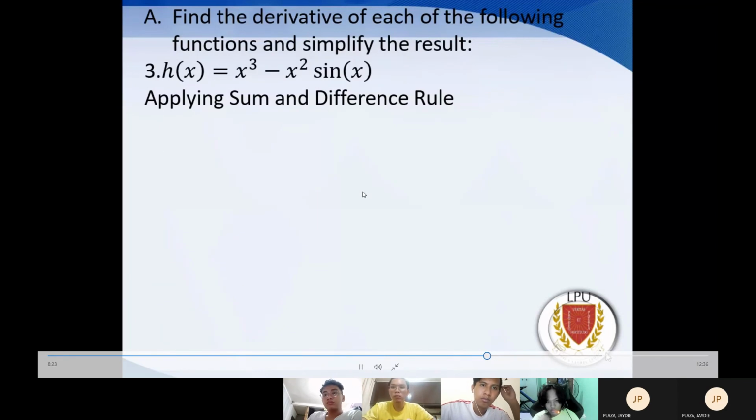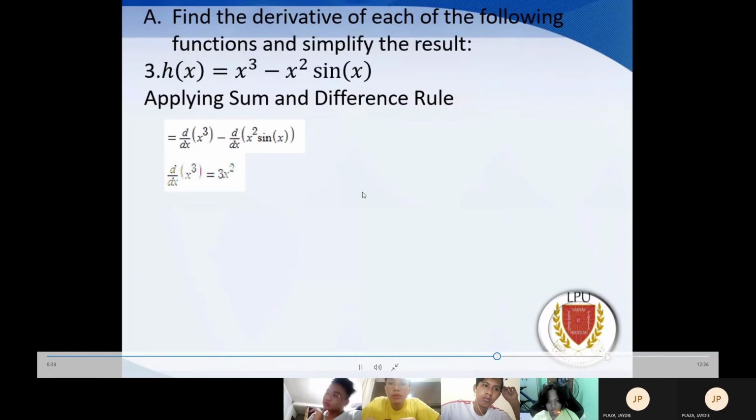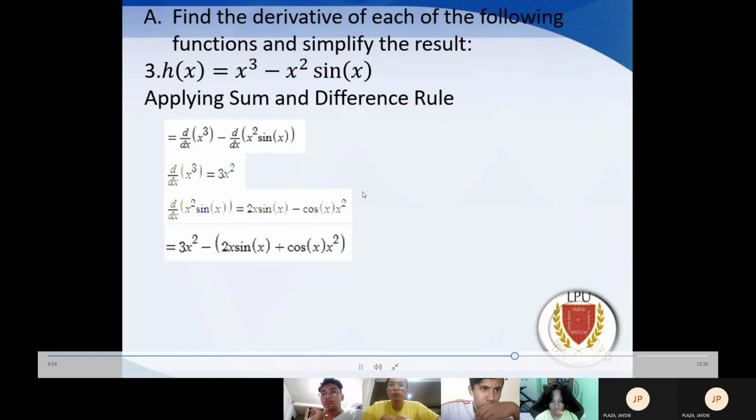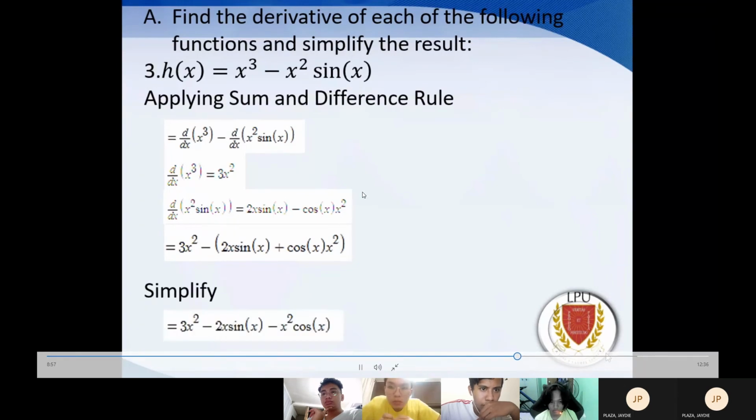Let us have example number 3. h of x is equal to x cubed minus x squared sine of x, applying the sum and difference rule. So we distribute the d over dx for each term, solving for the derivative of x cubed, that is 3x squared, and solving for the derivative of x squared sine of x, that is 2x sine of x plus x squared cosine x. Okay, so combining all, we have 3x squared minus the quantity 2x sine of x plus x squared cosine x. Simplifying, we have the answer as 3x squared minus 2x sine of x minus x squared cosine x.